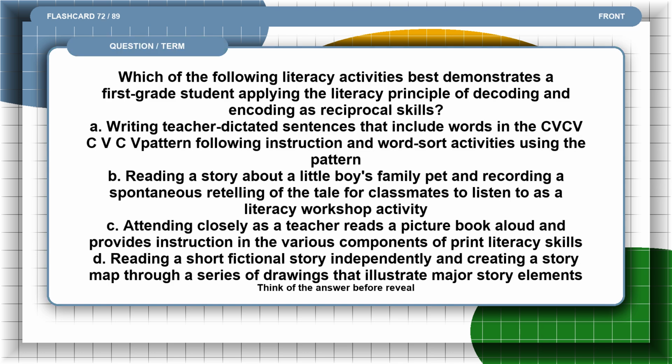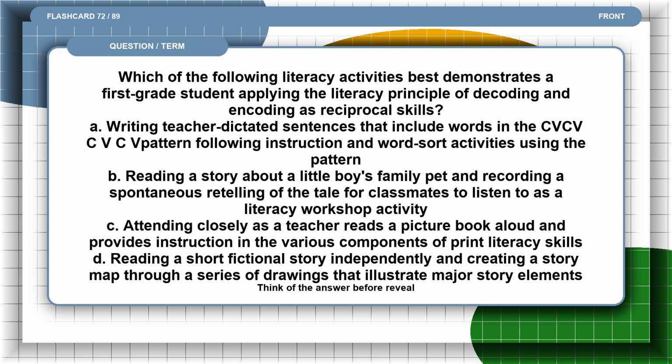Flashcard 72. Which of the following literacy activities best demonstrates a first-grade student applying the literacy principle of decoding and encoding as reciprocal skills? A. Writing teacher-dictated sentences that include words in the CV pattern following instruction and word-sort activities using the pattern. B. Reading a story about a little boy's family pet and recording a spontaneous retelling of the tale for classmates to listen to as a literacy workshop activity.